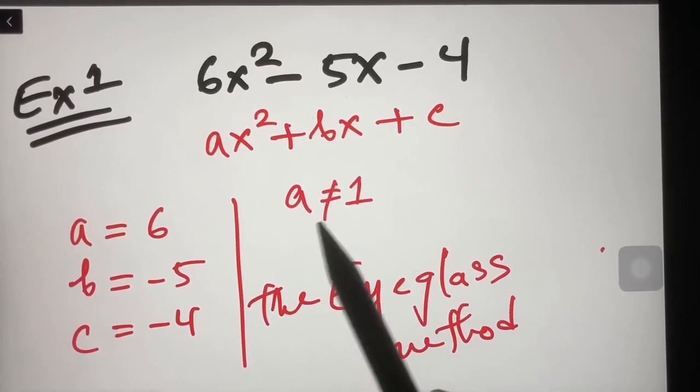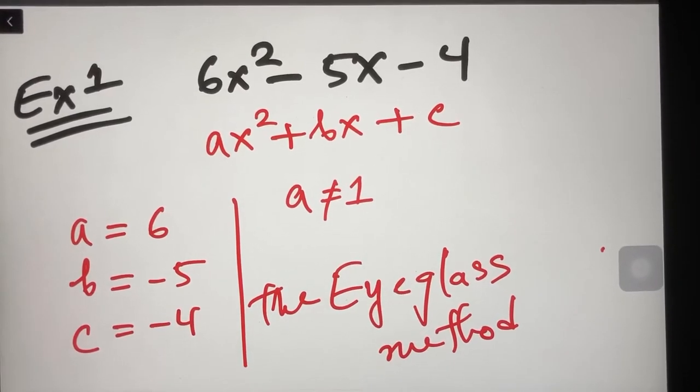Now, you may be wondering, what would happen if a was equal to 1? If a is equal to 1, then you have to apply the diamond method, okay? I think I have already created a video on the diamond method. You can check that out, okay? So, let's focus on this problem.